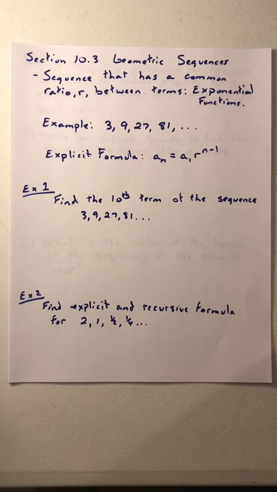An explicit formula for a geometric sequence is a sub n equals our first term, a sub 1, times that common ratio to the n minus 1.